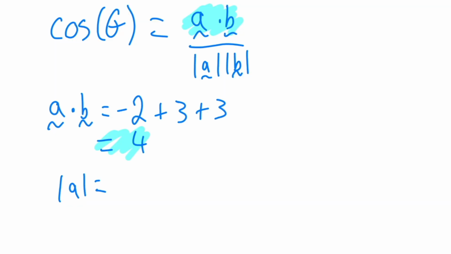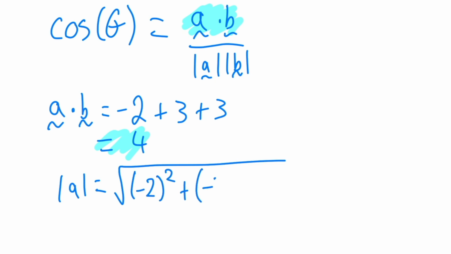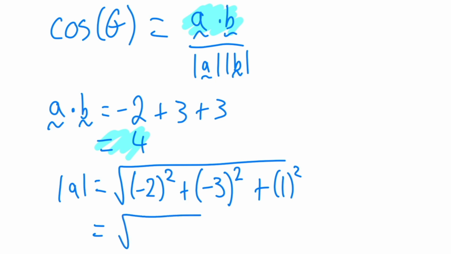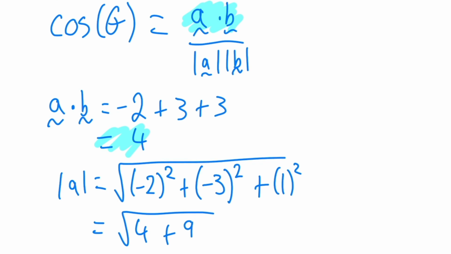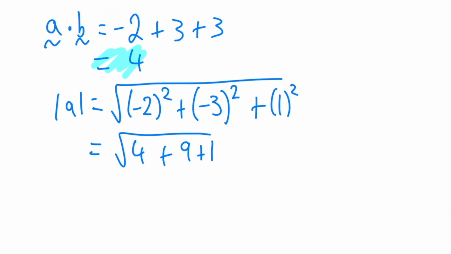Well, I know to find the magnitude of A, that is simply going to be the square root of my coefficient of i, which in this case is going to be negative 2 all squared, plus my coefficient of j, which is going to be minus 3 all squared, plus my coefficient of k, which is going to be 1 squared. Well, that means I'm going to have the square root of negative 2 squared is going to be 4, plus negative 3 squared is going to be 9, plus 1. That is going to equal the square root of 14.